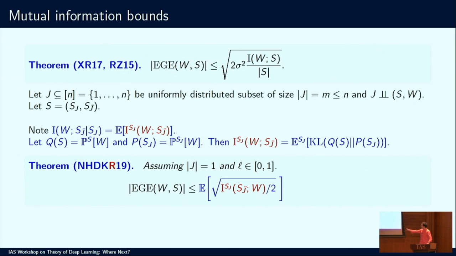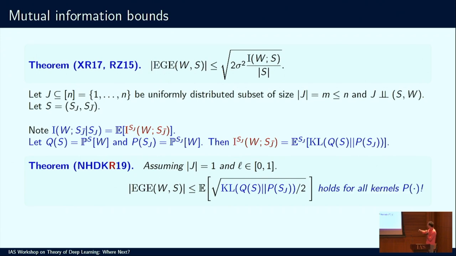You can rewrite the disintegrated mutual information as an expectation of a KL between, so these should look familiar, basically a kernel representing SGLD. So this is a distribution of SGLD conditioned on the data, and this is the conditional distribution given only this chunk of the data. And then you can replace this with a KL too. All right, so that's our final point. And the interesting part is that this holds for all kernels P.